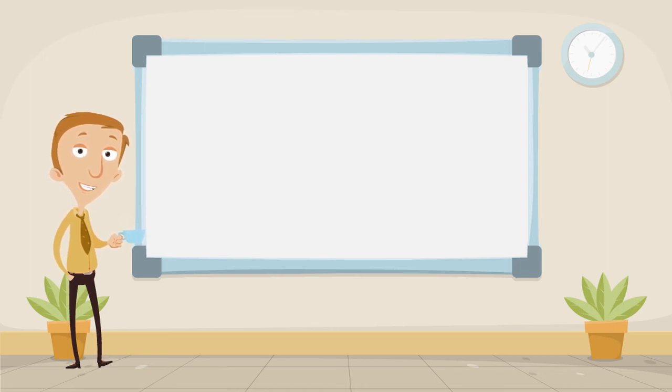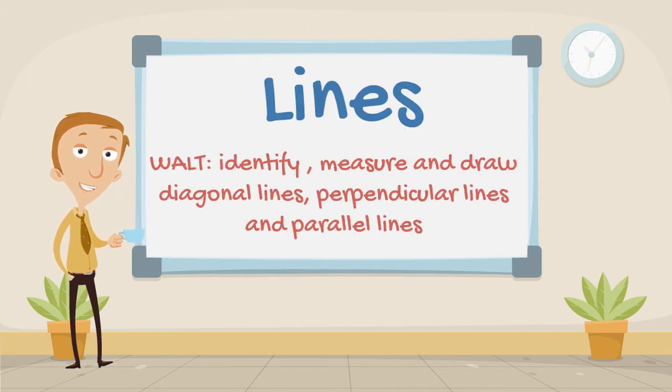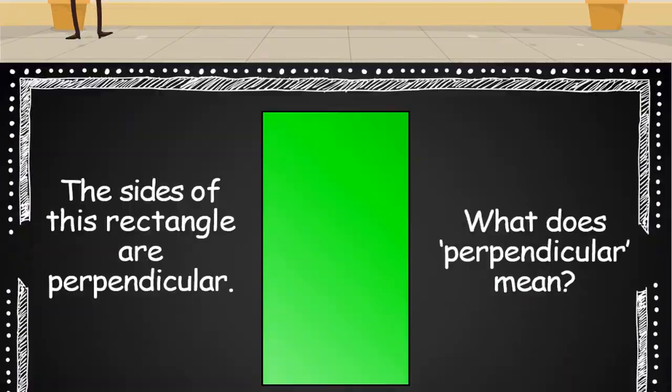In today's maths lesson we're going to be looking at different kinds of lines. Our WALT for today is to identify, measure and draw diagonal lines, perpendicular lines and parallel lines. So without any further waiting around, let's just jump right into the lesson.